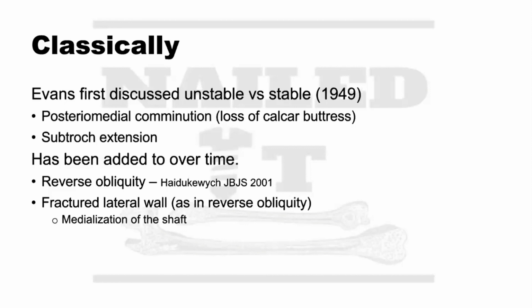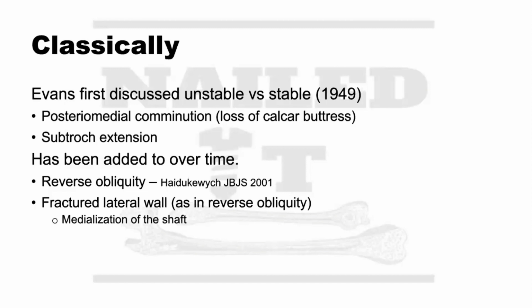And then we'll talk about, if the lateral wall is not fractured at the time of surgery, what makes it more likely to fracture postoperatively, which then causes increased medialization of the shaft, which causes poorer outcomes, which we'll also talk about, and so is more likely to fail.